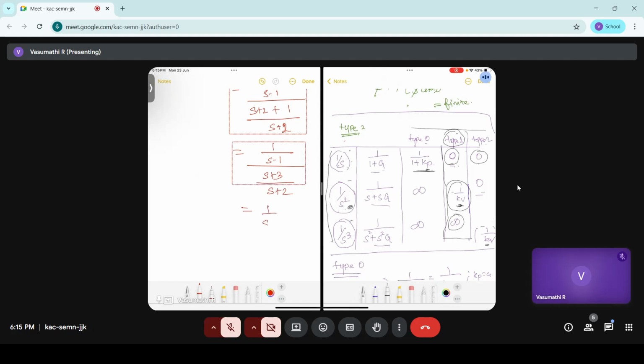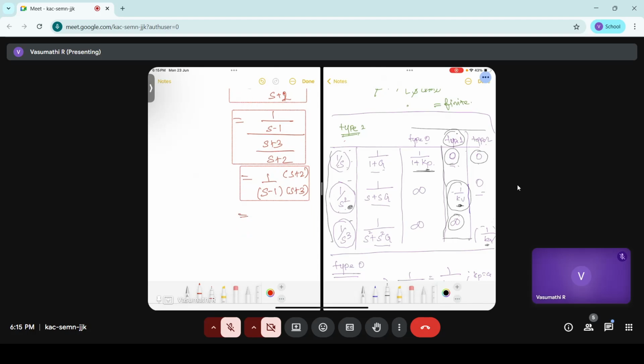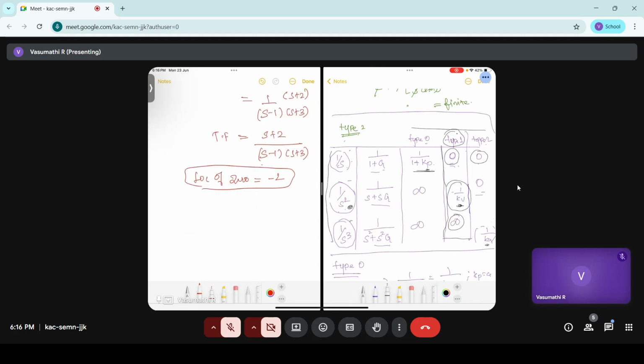So the result is into (s plus 3) into (s plus 2). Is it right? If I take the inverse, this will go up, this will come down. The location of 0 for this transfer function is not asked. Yeah, that is right: (s plus 2)/((s minus 1) into (s plus 3)). This will become your transfer function. Location of 0 would be minus 2. Zero is the numerator, it will be minus 2. This is the answer. Seventh question.